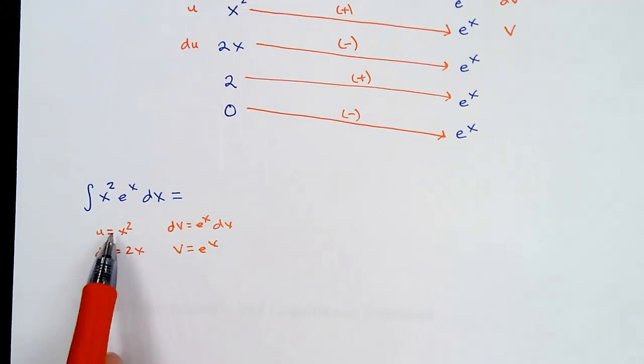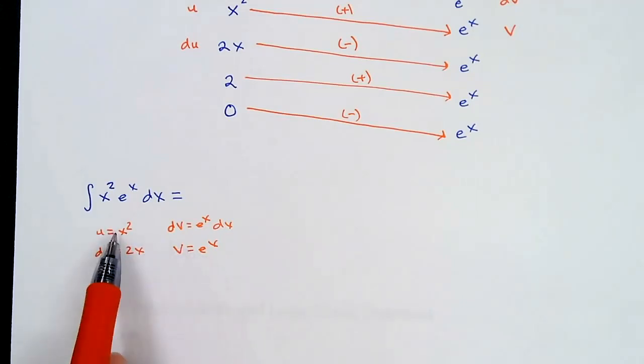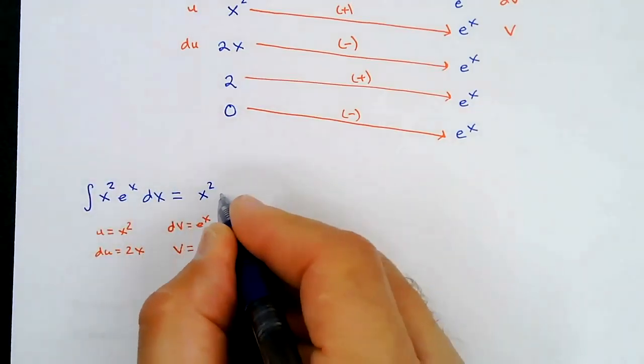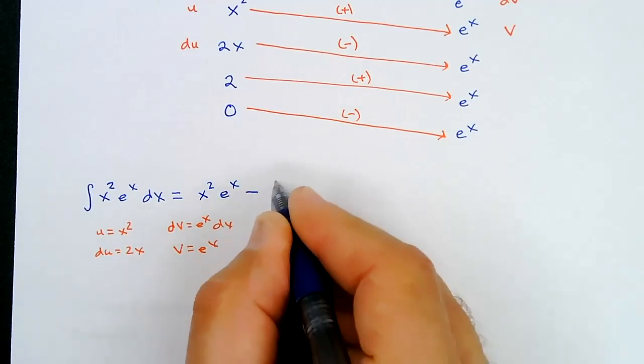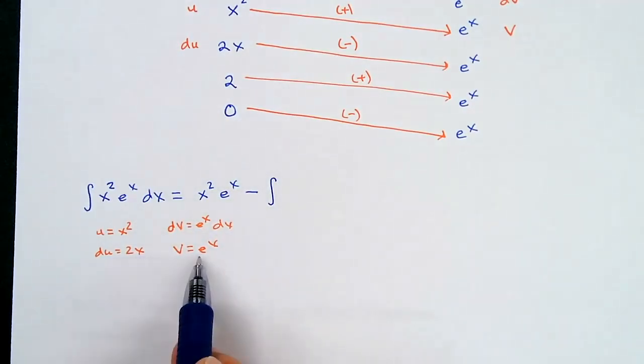So we pick up right here, we would have these two products, right? That'd be my ultraviolet. So x squared e to the x. And then minus the integral of voodoo, right? So 2x e to the x.